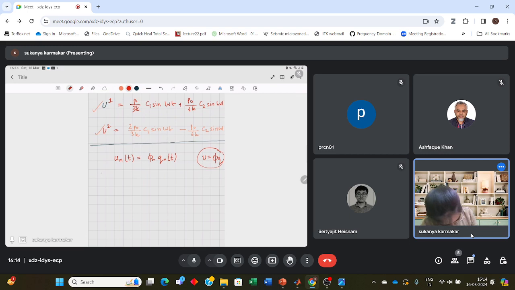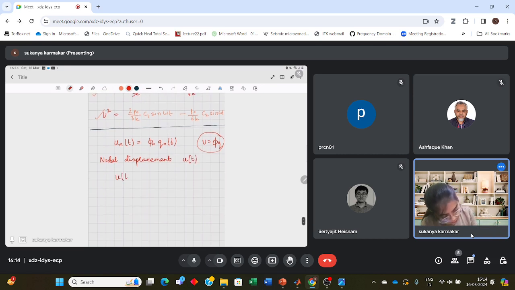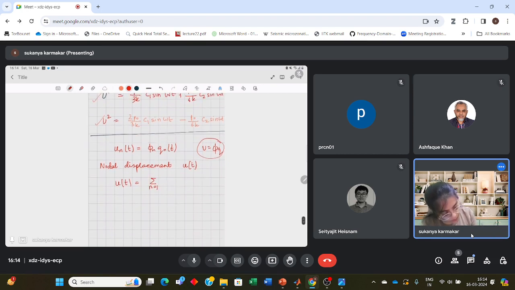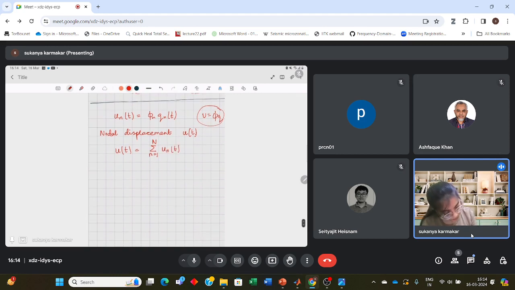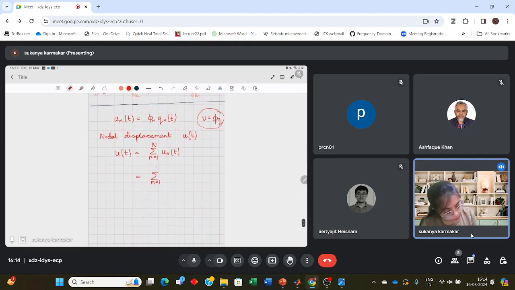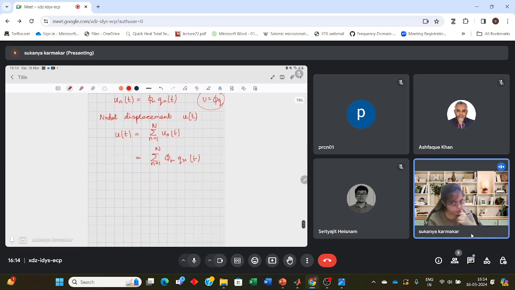Basically, the nodal displacement u(t) will be the summation from n equal to 1 to capital N of u_n(t), and this is nothing but the summation from n equal to 1 to N of phi_n q_n(t), right?